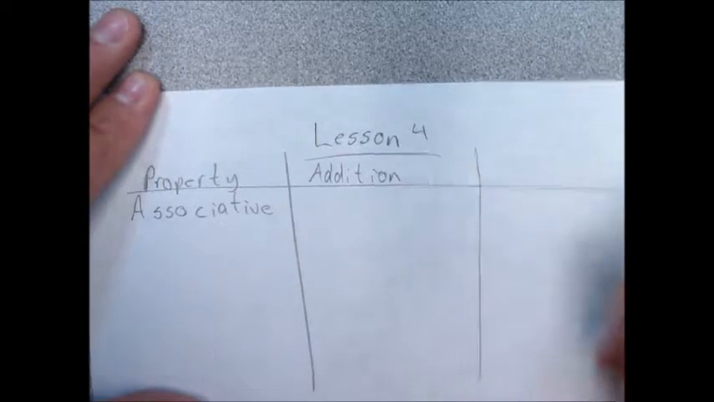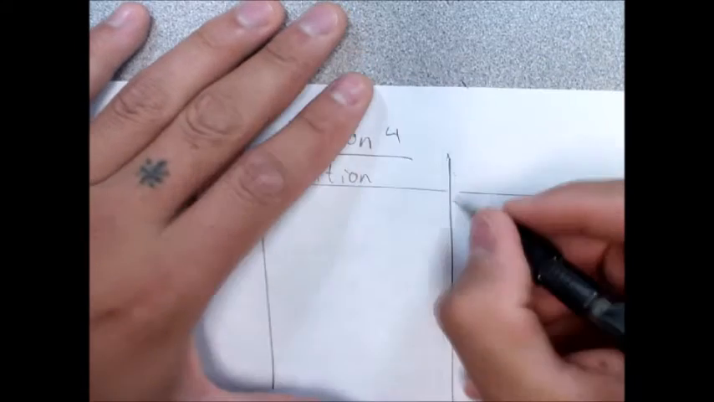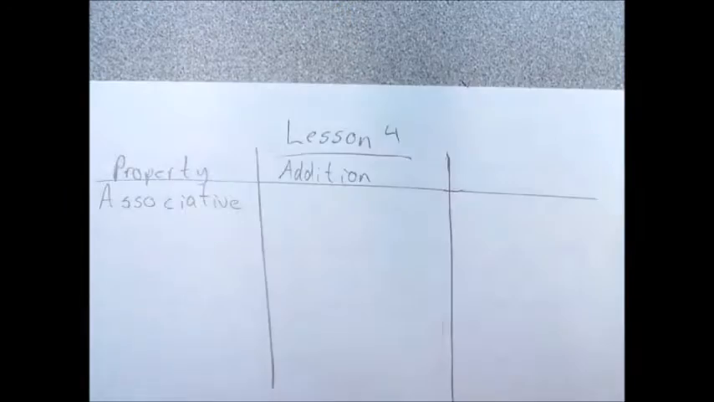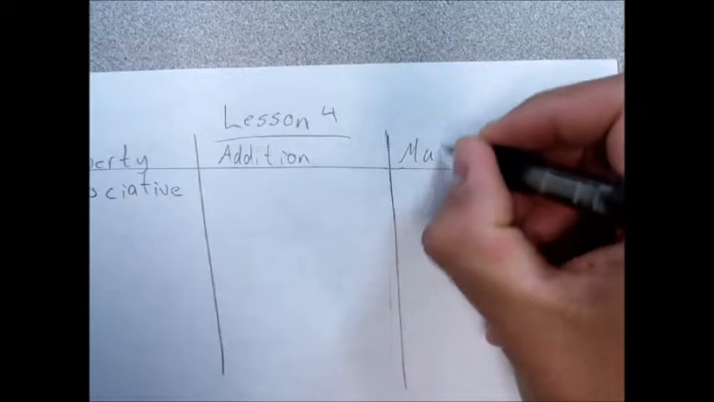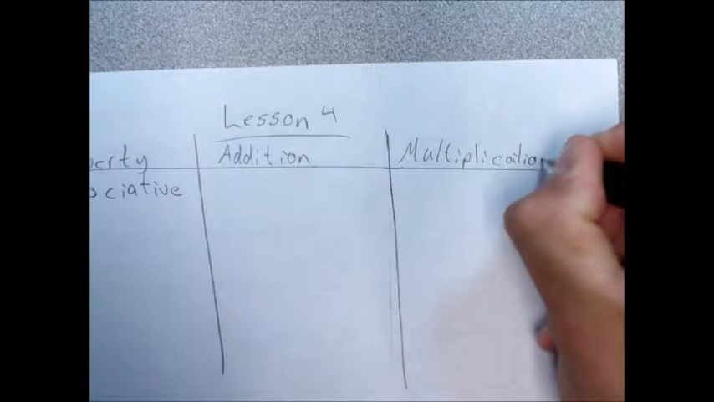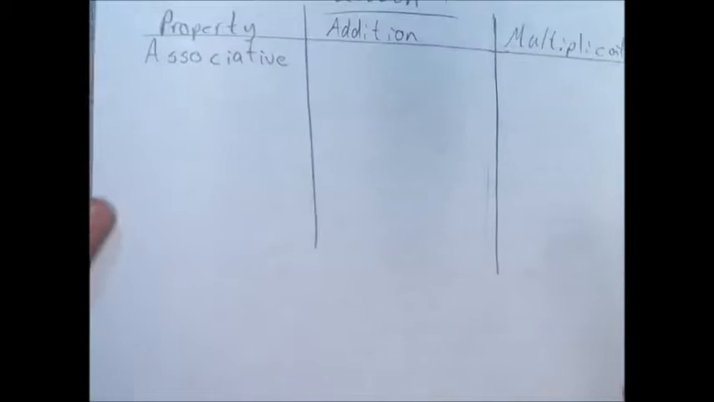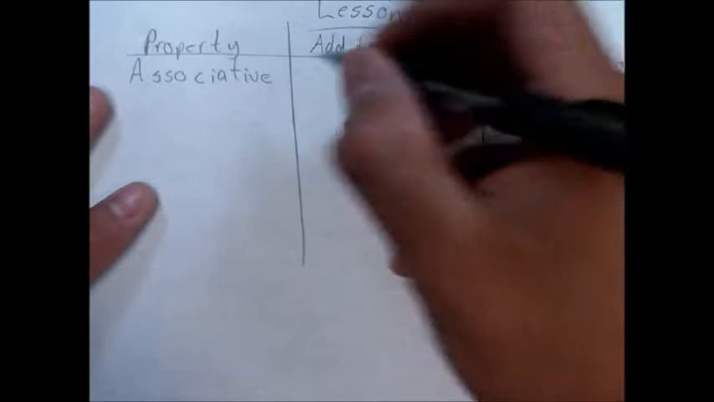Okay, I'm going to give you an example of each if it applies. And most of the ones that apply to addition apply to multiplication as well. All right. So the associative property for addition will look like this. I'm going to give you a general rule, and I'm going to give you a real numbered example. So the first one is the general rule.